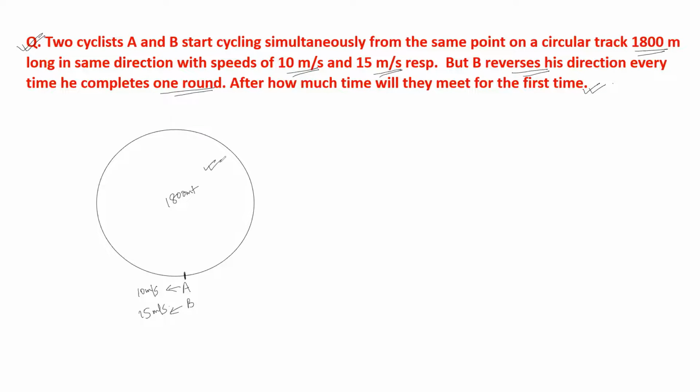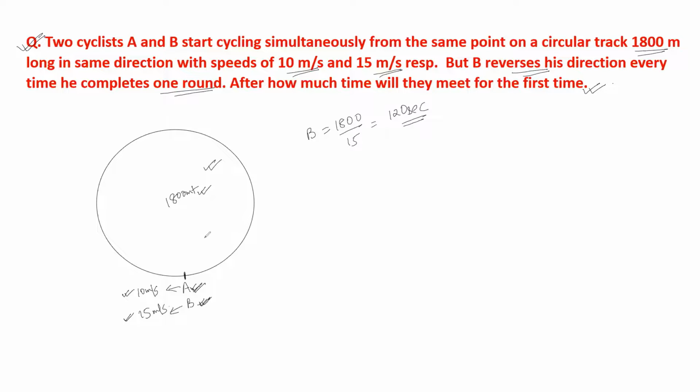Let us consider this as the circular track of 1800 meter length in which A and B are moving in the same direction, that is in the clockwise direction, at a speed of 10 meter per second and 15 meter per second. It has been given that B reverses his direction every time he completes one round. Now here B is traveling with a higher speed than A, so B would be completing the round first as compared to A. So the time taken by B to complete this circular track would be simply 1800 upon 15, which would be 120 seconds.